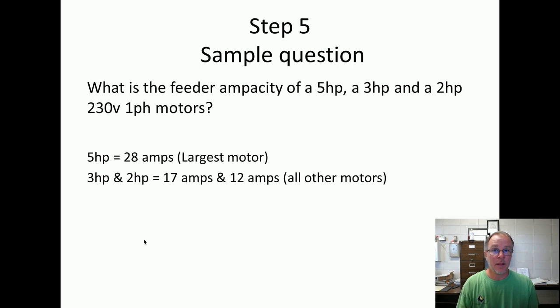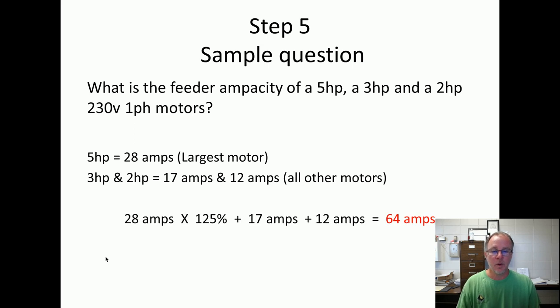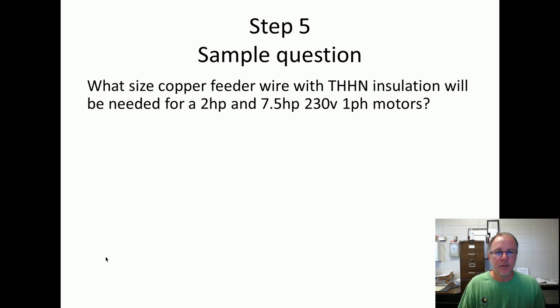While I'm at that table, I'm going to go ahead and get the 3 horse and the 2 horse ampacity. And they are 17 and 12. So 28 amps, that's the largest motor, multiply it times 125%. Step 3, right there, that's step 3. And we're going to add 17 and 12 to it. So we get 64 amps. It's not hard at all.